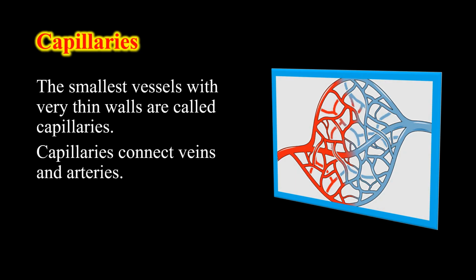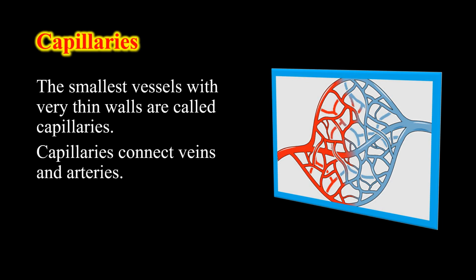And now let us understand the third type of blood vessels, capillaries. The smallest vessels with very thin walls are called capillaries. The capillaries connect arteries and veins together, and they are found in the internal part of our body. And the main function of these capillaries is to enable the organs to exchange nutritive material and waste material from one organ to another.